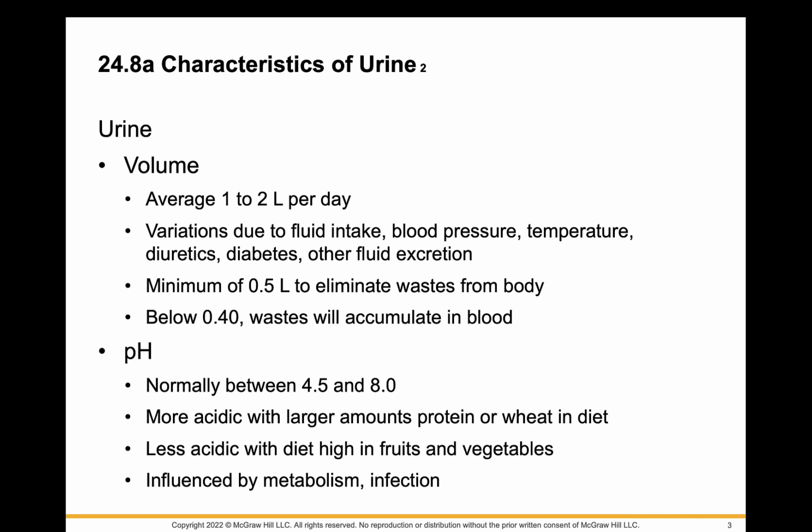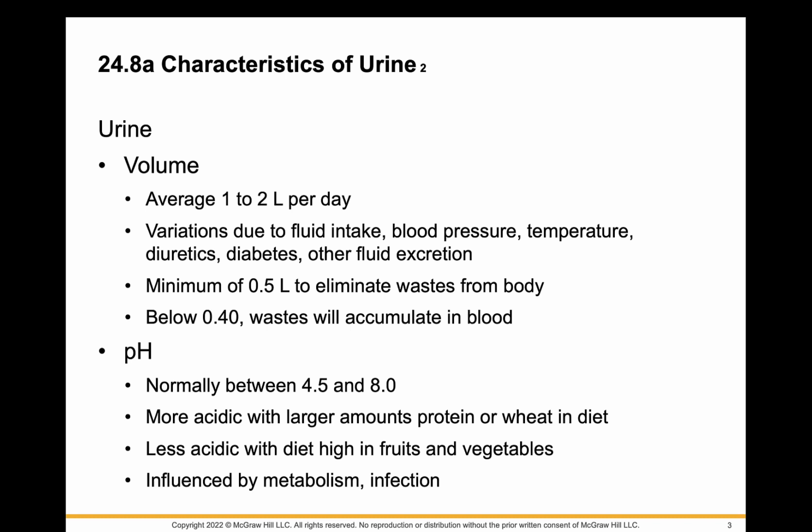Volume. General and average urine production is up to 1 to 2 liters per day. The primary variation is going to be due to level of hydration. Factors that may impact the volume of urine produced are blood pressure, temperature, diuretics, diabetes, and the excretion of other fluids. Generally, someone needs to be producing a minimum of 0.5 liters per day to eliminate waste from the body. Once we get below 0.40, waste will begin to accumulate within the blood.